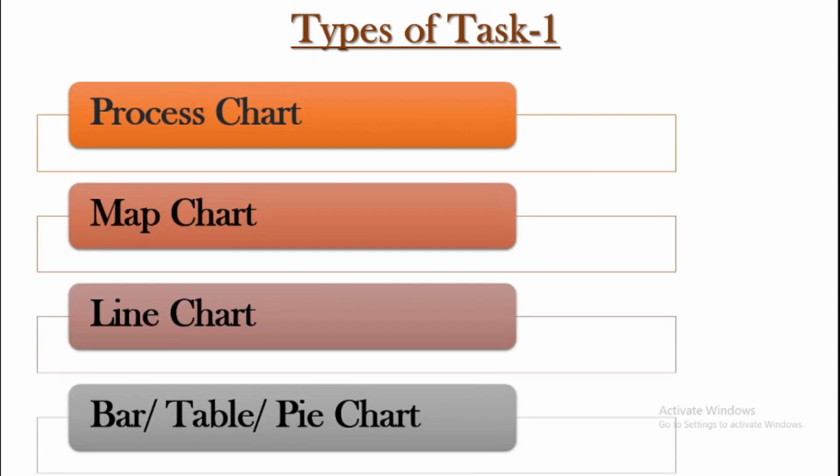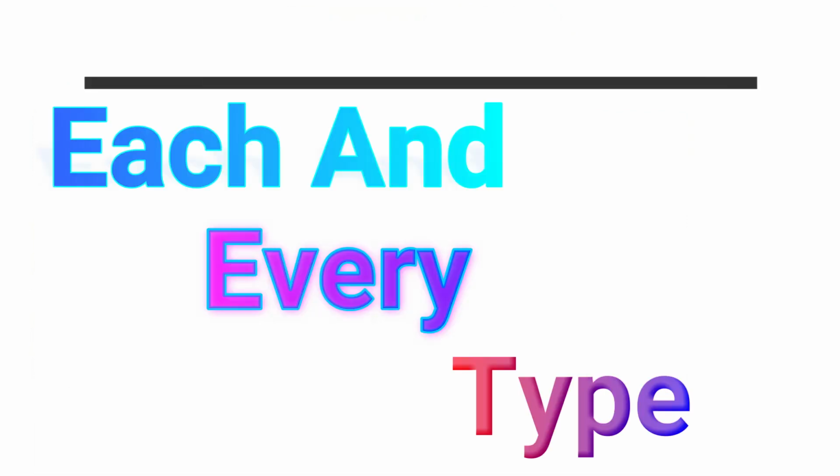Now I'll tell the different types of this task. Firstly, process chart, in which you will be given a process and you will have to explain that in your words. In detail, we'll talk about it in the upcoming videos. Clear? Secondly, map chart, in which there will be two or more maps and the test taker has to compare them. Next is line graph, in which some data will be given in the form of line graphs and you will have to explain it in your words. Finally, bar, table and pie graph. I mentioned these three together because these are explained in the same way. Clear? So these are the types of task 1. In the upcoming videos, I'll explain each type in detail, so don't panic at all.